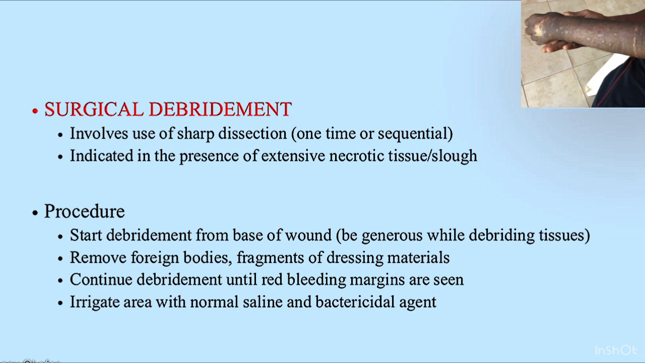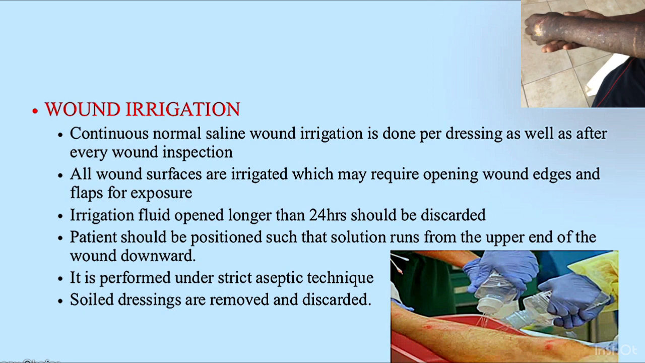So here, start the debridement from the base of the wound and be generous with the debriding tissue. Here, we're just removing the foreign bodies and the dead necrotic tissue in order to aid better wound healing, because with the presence of foreign bodies and dead necrotic tissues, the wound will not heal properly. Continuously debride until there's presence of red bleeding margin. These are evidence of healthy tissue. Then irrigate the area with normal saline and bactericidal agents.